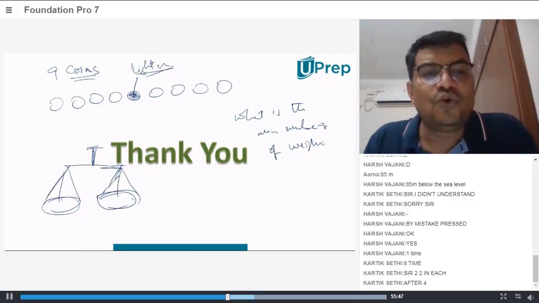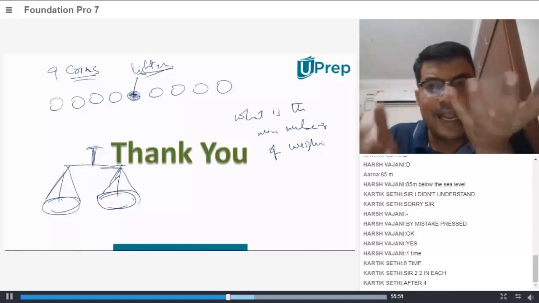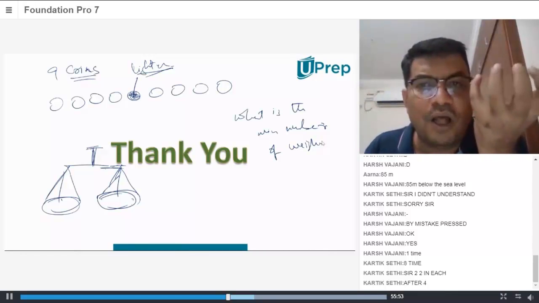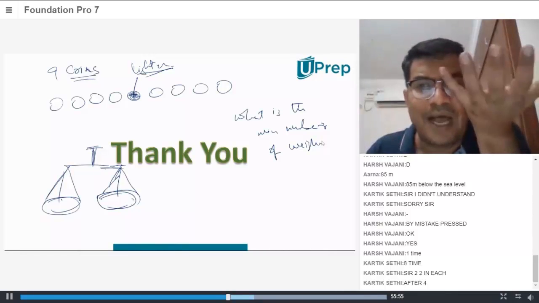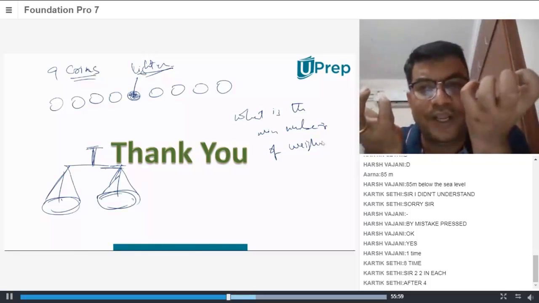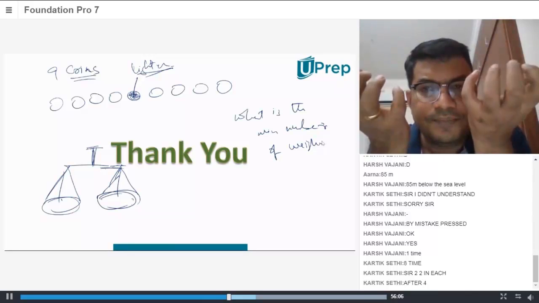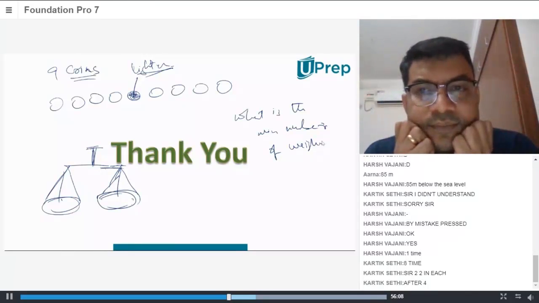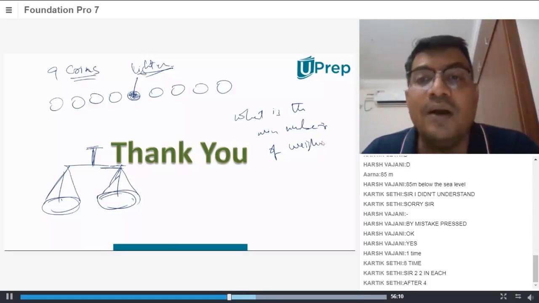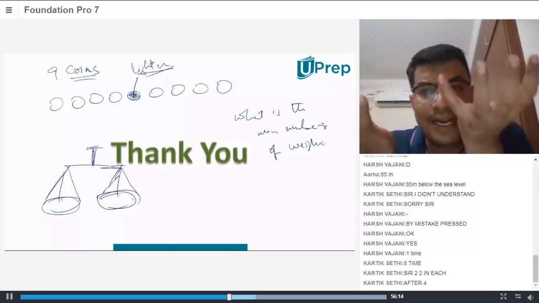Now what will you do with 4? Karthik is saying, sir, 2 in each. Brilliant. Karthik, very good. So now Karthik is saying, sir, I know 4. I have from 9, I know which 4 are there. From that 4, I'll put 2 here and 2 here. Very good. So what will happen, Karthik, after that? We will get to know which set is the lower. Very good. Brilliant. So you have 2 here and 2 here.